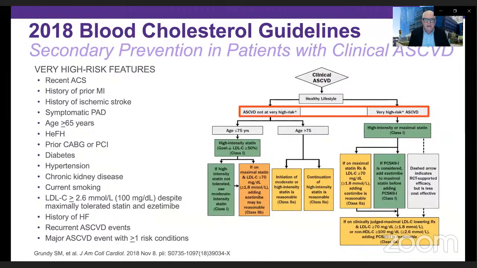So in our 2018 blood cholesterol guidelines, in the secondary prevention cohort, we actually call out a group that we label as very high risk. And who are these very high risk patients? Well, they're patients with at least one of what they call major events: recent ACS, history of MI, ischemic stroke, or PAD. And actually, if you have 2 of these, you immediately fall into the high risk category. If you have only one of these 4 and then 2 of these additional, what we call high risk conditions, it turns out that that also puts you in a very high risk category.